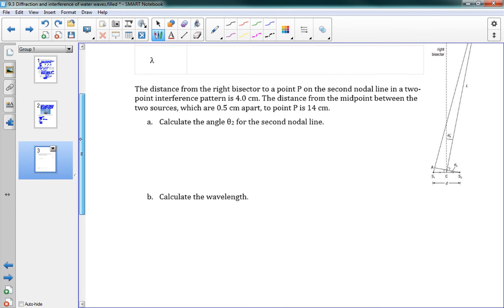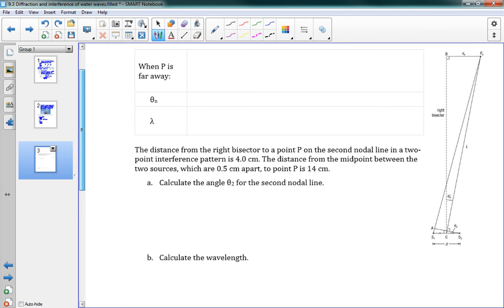All right, last page here. We have one last sort of trick that we can do, which is when we choose a point that's very far away from the sources.